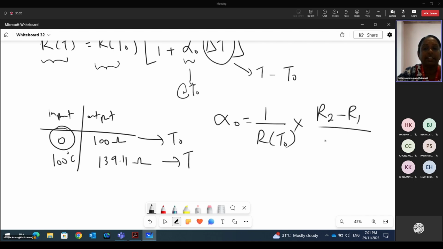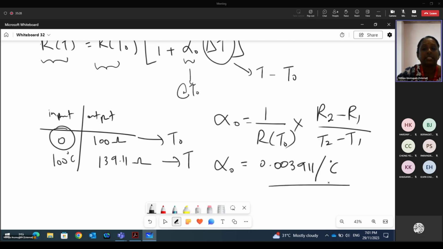So this will be the temperature difference between these two, divided by the resistance difference between these two, divided by the temperature difference, which is T2 minus T1. So substituting all the values, I'll get the coefficient at T naught as 0.003911 per degree Celsius. This is the RTD coefficient.